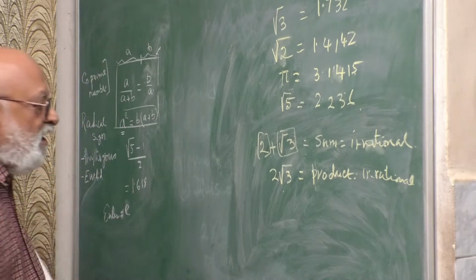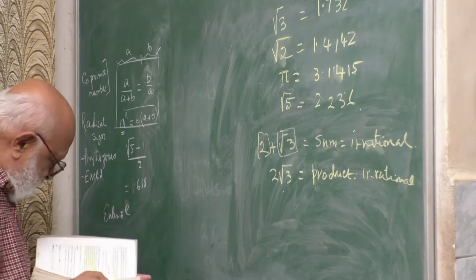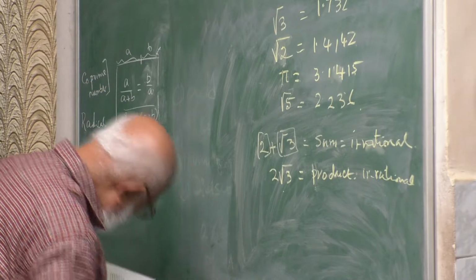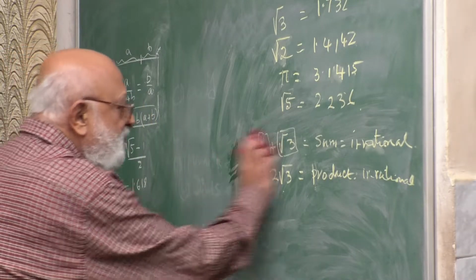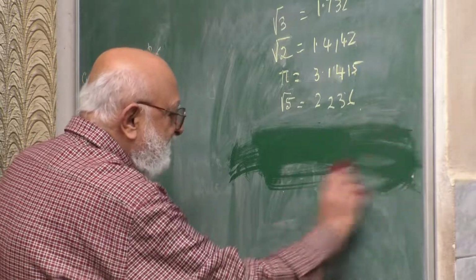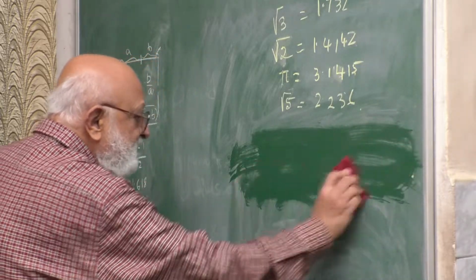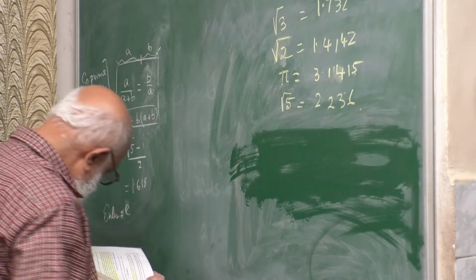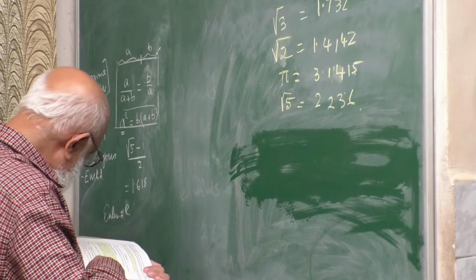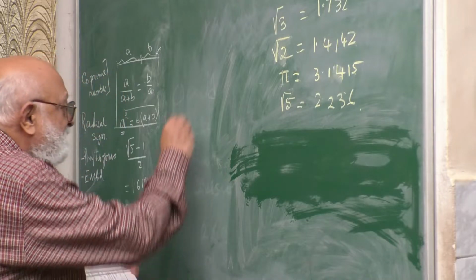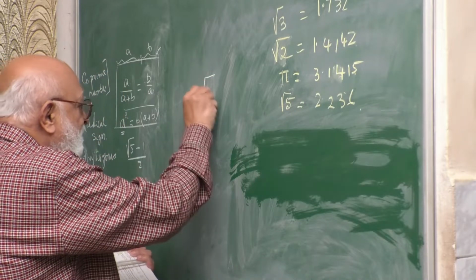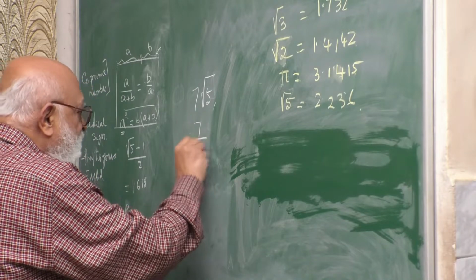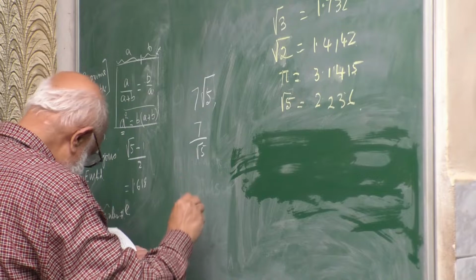Okay? I will now utilize this one. Example number 12 says check whether they are irrational numbers or not. What are the numbers they have given? 7 by root 5, that is one number given. 7 under root 5.